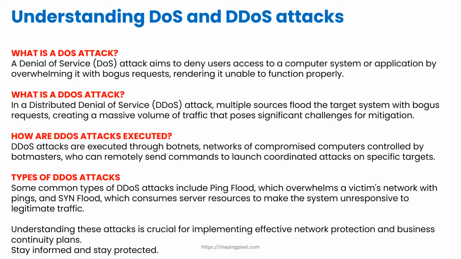DDoS attacks are executed through botnets, a network of compromised computers controlled by bot masters who can remotely send commands to launch coordinated attacks on specific targets. Some common types of DDoS attacks include ping flood, which overwhelms a victim's network with pings, and SYN flood, which consumes a server's resources to make the system unresponsive to legitimate traffic. Understanding these attacks is crucial for implementing effective network protection and business continuity plans. So stay informed and stay protected.